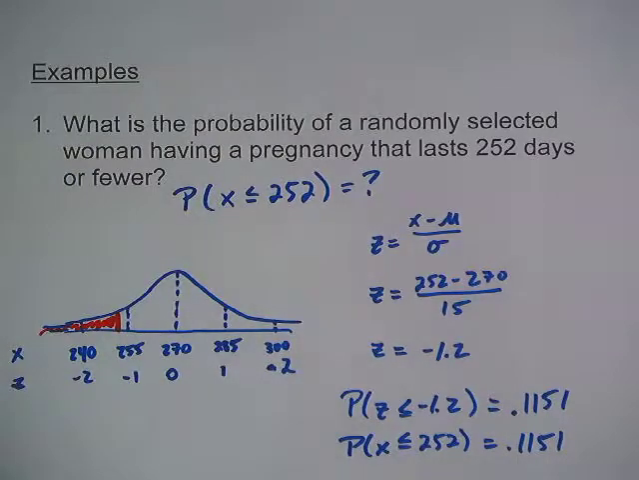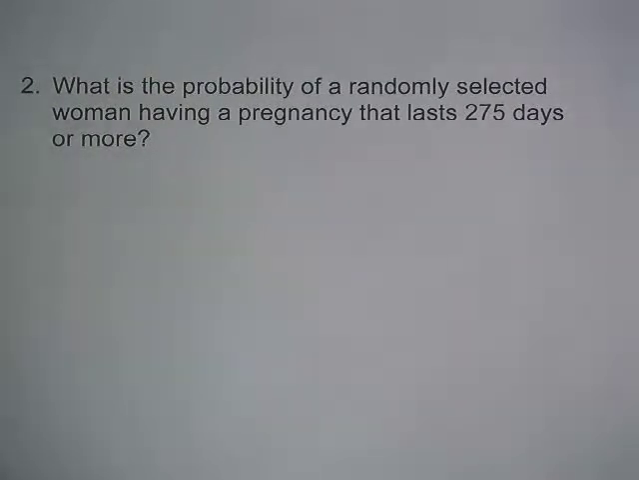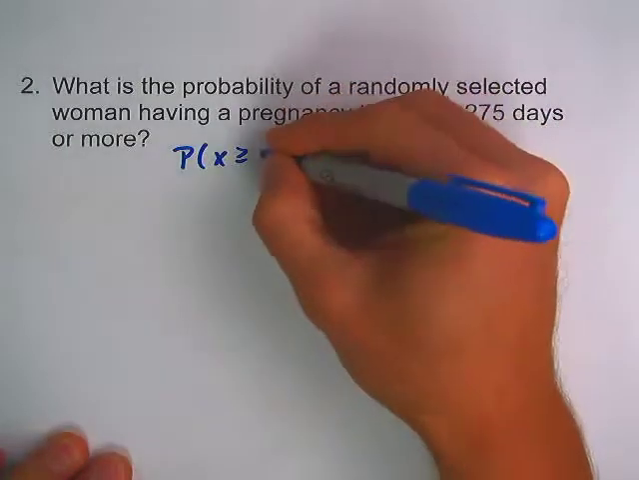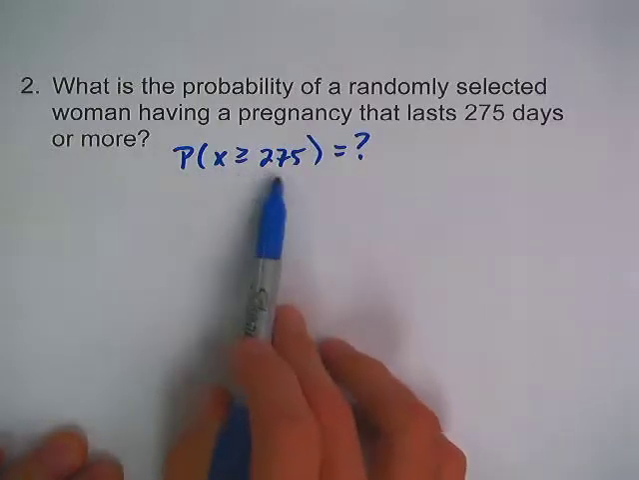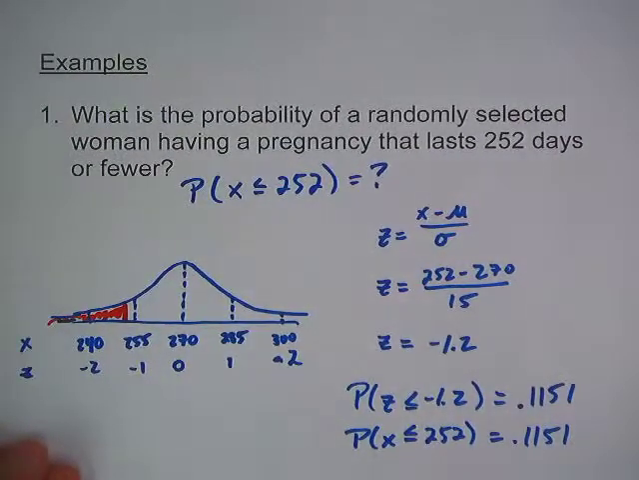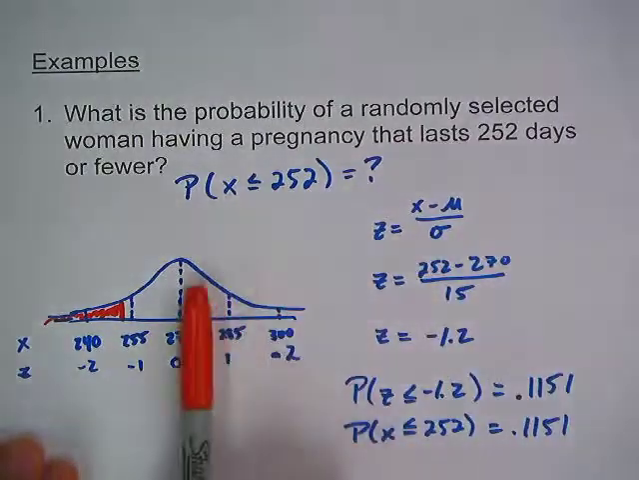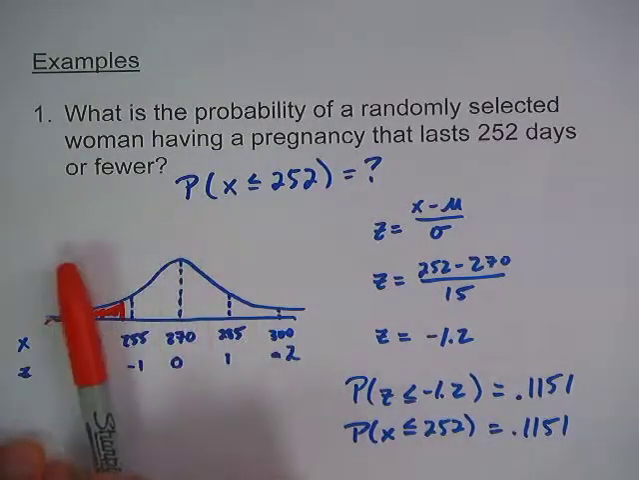All right, let's try another one. Okay, so what is the probability of a randomly selected woman having a pregnancy that lasts 275 days or more? Okay, so now what we're looking for is this probability. So x being greater than or equal to 275. Okay, so if we go back to this original distribution, now if I wanted 275 or more, I'd be marking it at about here, and then I'd be shading now to the right. So we're going to have to deal with this a little differently, because now I'm looking for a right probability instead of a left probability.